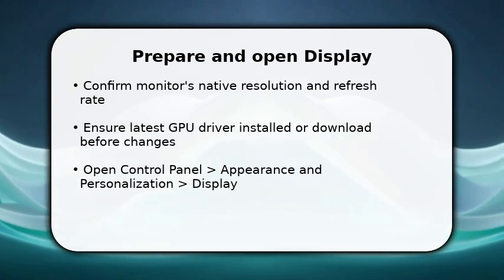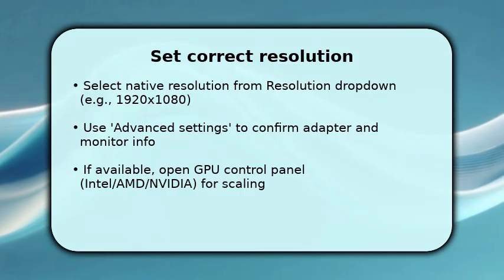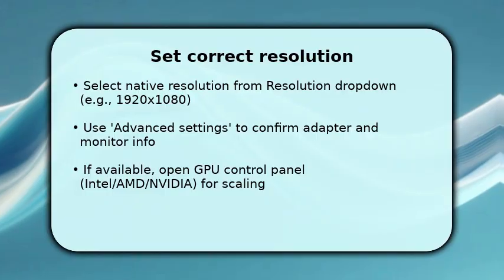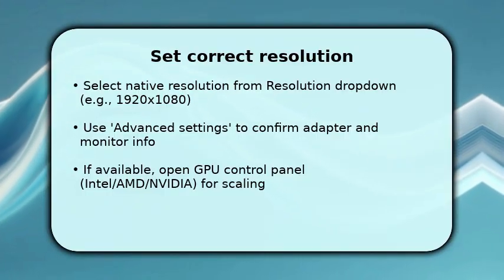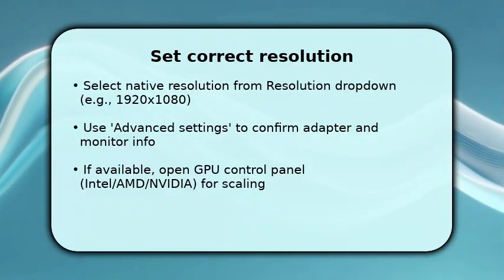You now select the monitor's native resolution from the resolution dropdown because that yields the sharpest, normal-sized display. After picking it, click Advanced Settings to confirm the adapter and monitor are reporting the expected modes. This verifies Windows isn't forcing a lower size.